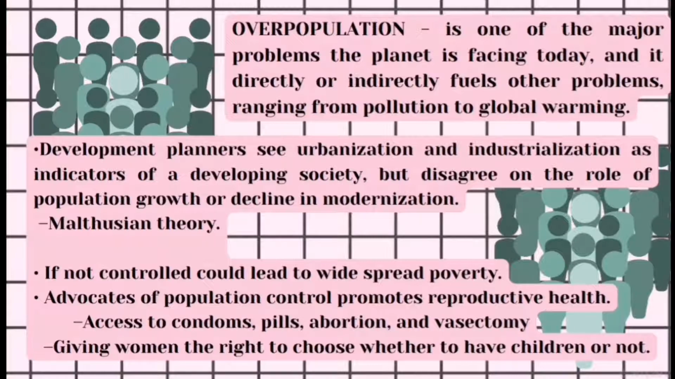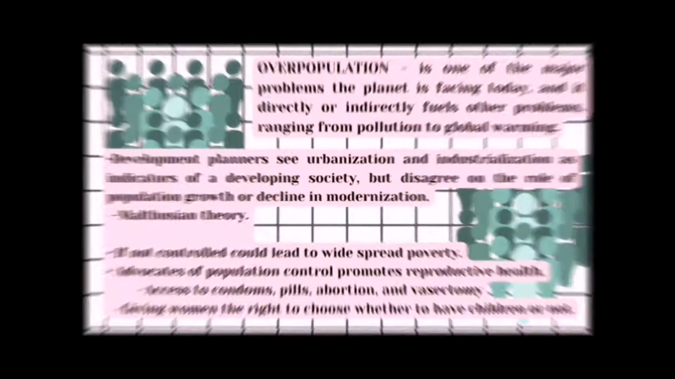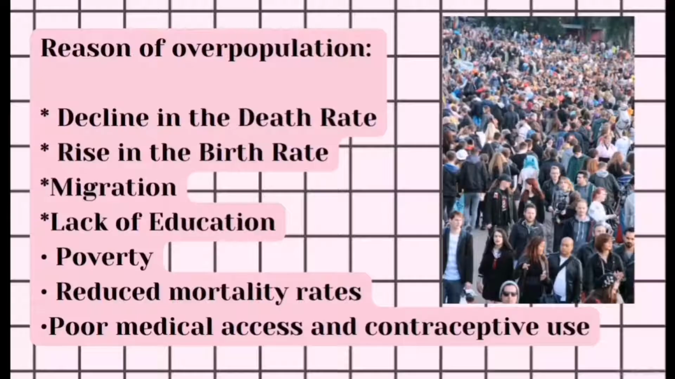Advocates of population control promote reproductive health, access to condoms, pills, abortion, and vasectomy, giving women the right to choose whether to have children or not. So what are the reasons for overpopulation? Poverty is the biggest reason that causes overpopulation.